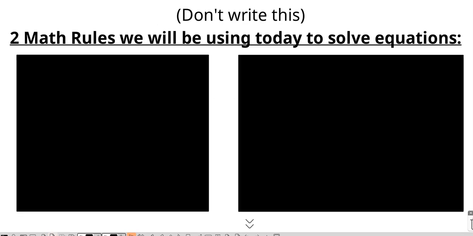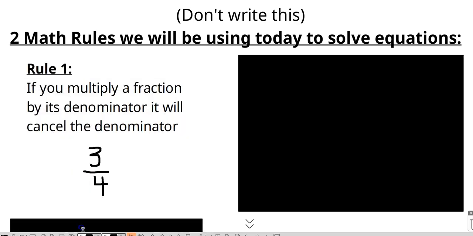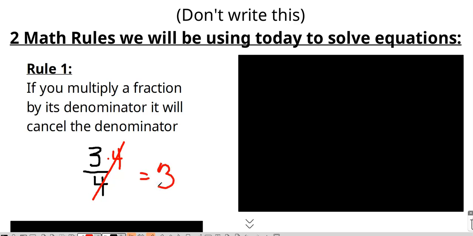You don't need to write this page, but I just want you to know what kind of math skills we'll be using to do that. So first of all, if you multiply a fraction by its denominator, it cancels the denominator out, right? You learned that? So if you multiply this by 4, those go away, and you're just left with 3. So we're going to be using that little skill today.